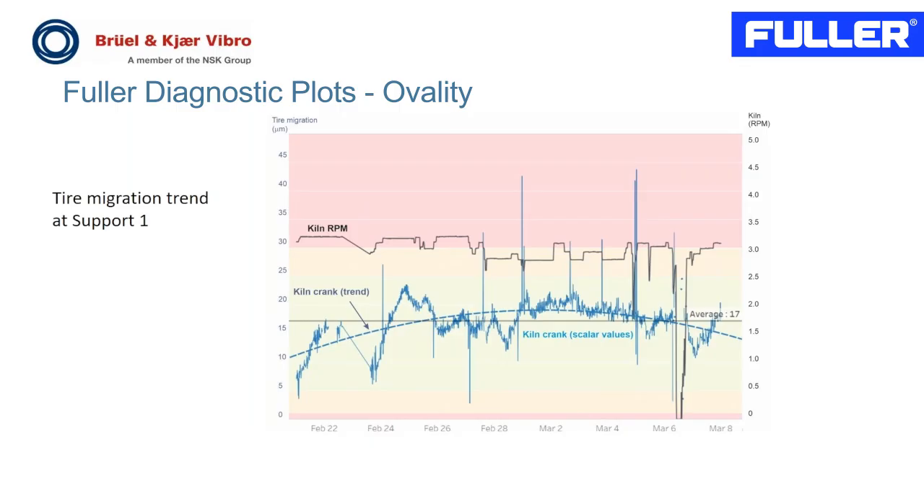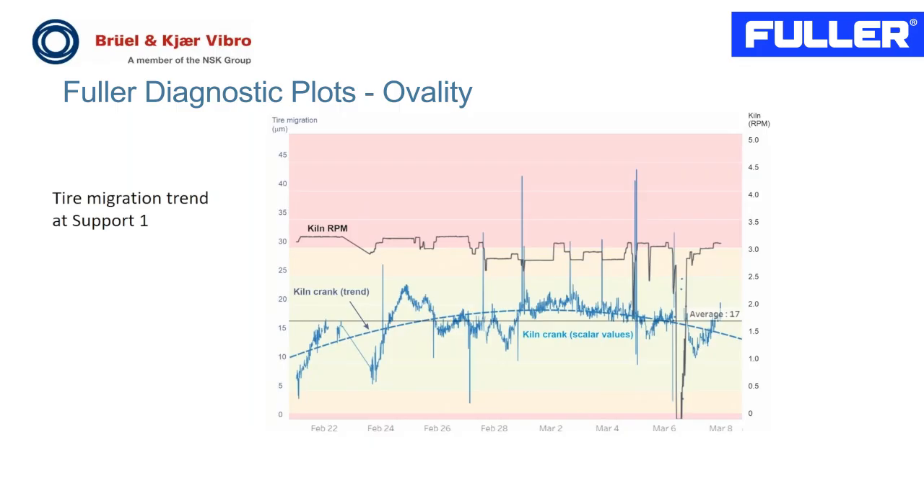You will notice also some spikes on this signal. This is unfortunate, some unwanted data, which is happening when we have a rapid change in the kiln speed. A solution for this is being implemented, and that is of course neglected in our monitoring service. So as mentioned, the tire migration value changes over time, and this is what makes it important to monitor continuously, especially in the heating up process of the kiln.